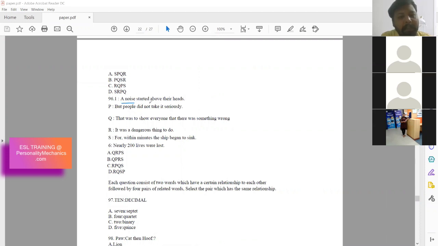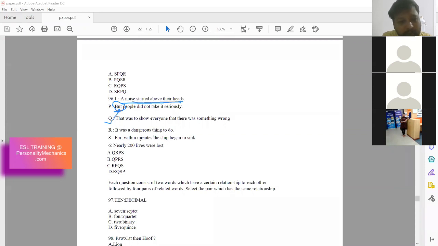The first one says, a noise started above their head. What should be the next sentence? If we were to again go about this particular question, the word but will not allow it to be the second sentence. A noise started above their head. So this but does not fit well. So there should have been an action first. So that was to show everyone that there was something wrong. Okay, yes, so this tells me what the noise was about. So this can be the second sentence, can be.